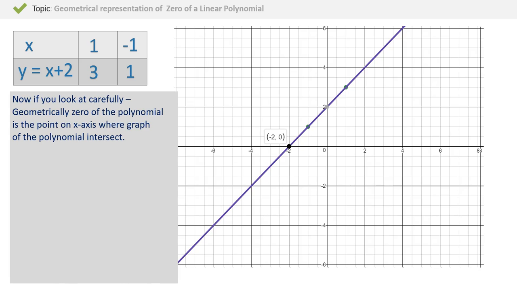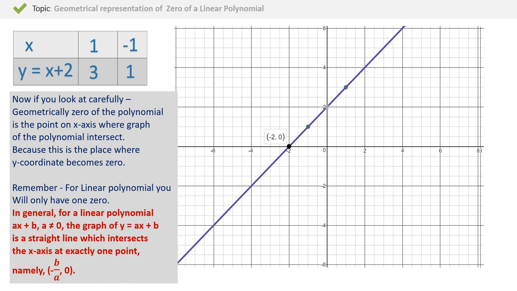Now if you look carefully, geometrically the zero of the polynomial is the point on the x-axis where the graph of the polynomial intersects. In this case, I got initially these 2 points and I drew the graph, and the graph was a straight line, and we saw when we extended that straight line, it intersects the x-axis at minus 2, and hence the zero of this equation y equal to x plus 2 is minus 2, because this is a place where the y coordinate becomes 0, right?